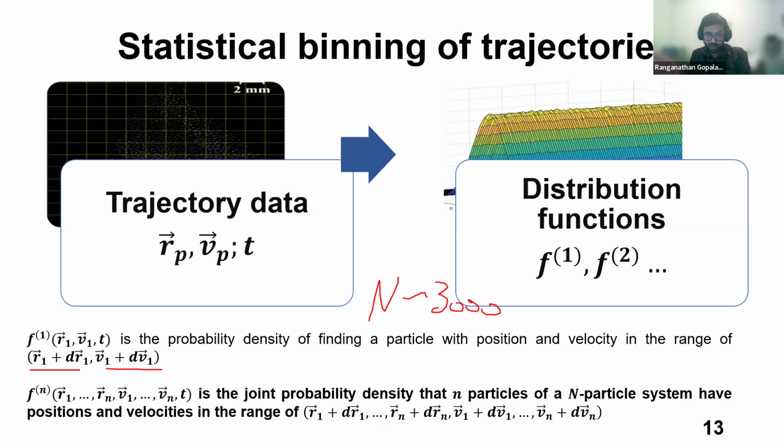You can not only do F1, you can also do F2, meaning you can say how many pairs of particles have their positions and velocities in certain ranges, or how many triplets, quadruplets, up to N can be any integer, basically. So we are going to use these types of phase space density functions to group our data, because we handle a lot of data. If there are 3000 particles, each has two components of position and two components of velocity. That's going to be a lot of numbers to handle.